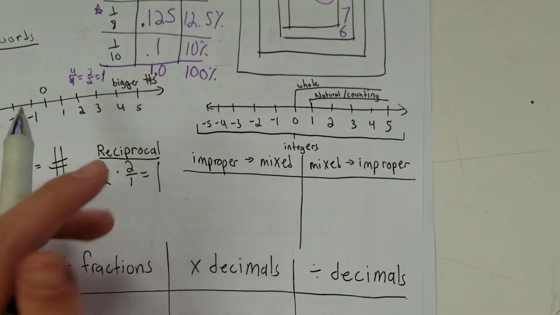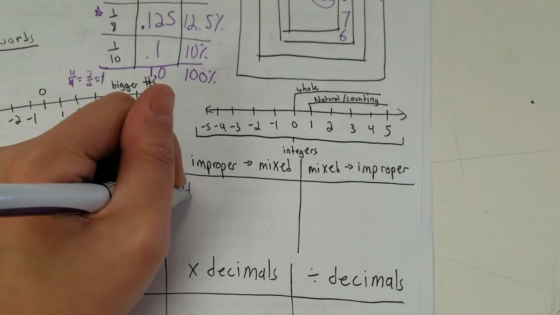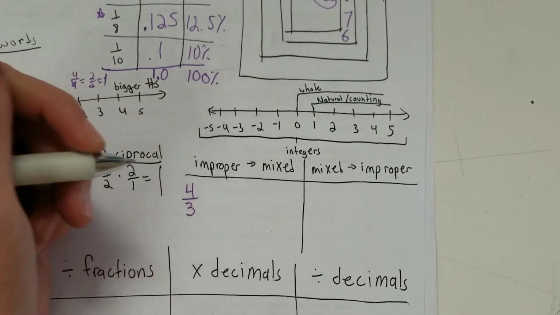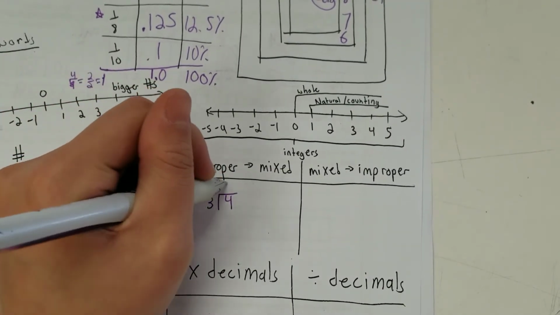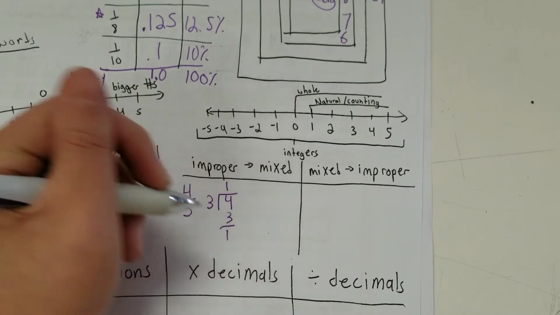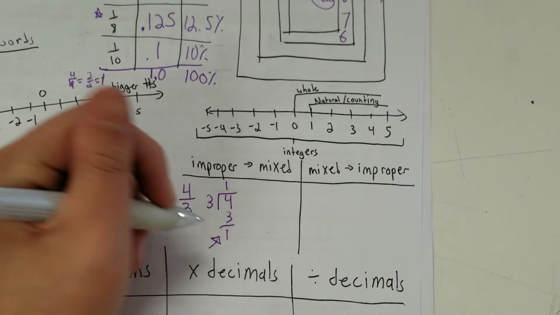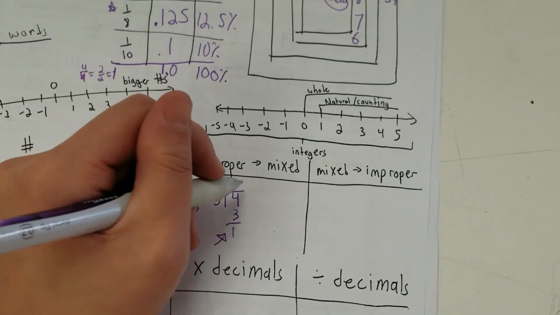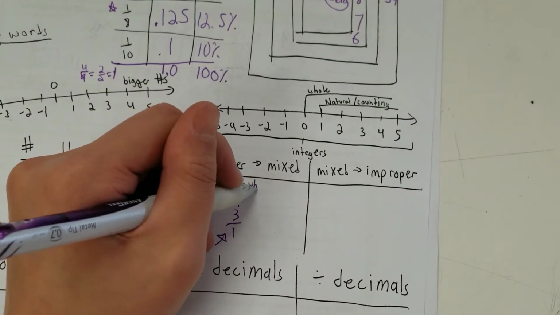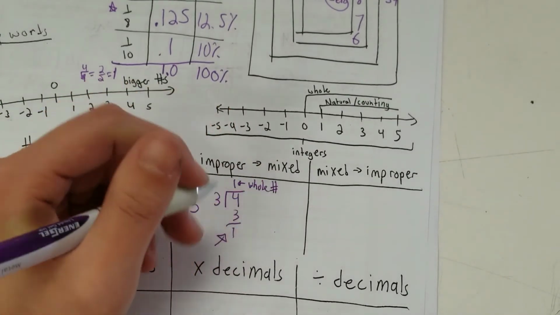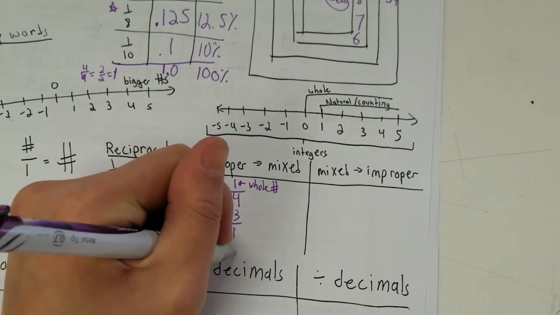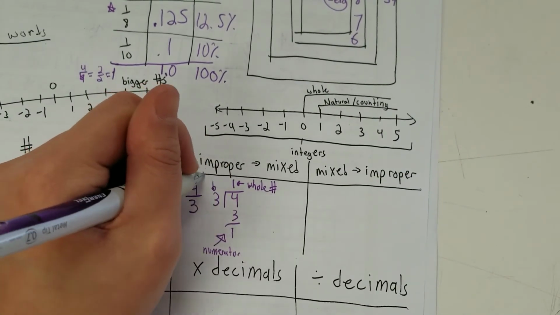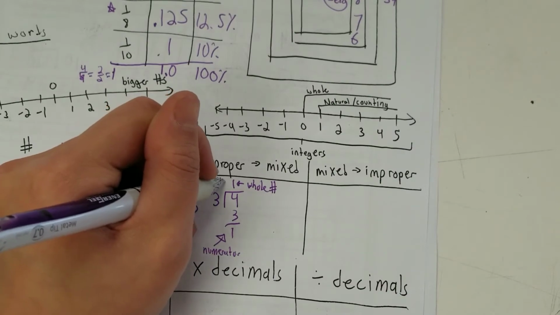Please remember that if you're going to change from an improper fraction to a mixed number, you need to divide it. Top in, bottom out. The only difference is that once you have your remainder, things get a little bit different. This will be your whole number. Your remainder will be your numerator. And your original denominator will stay the same.